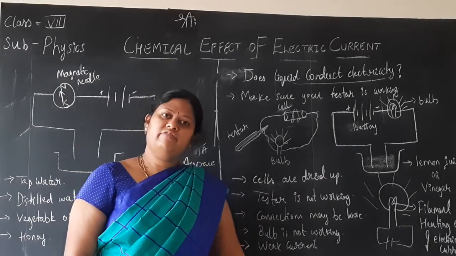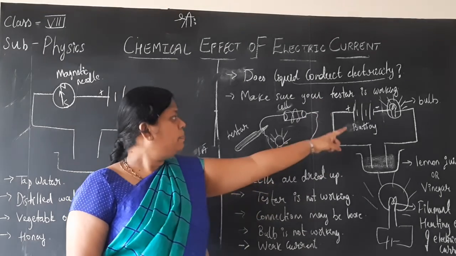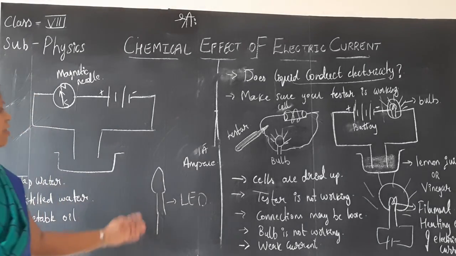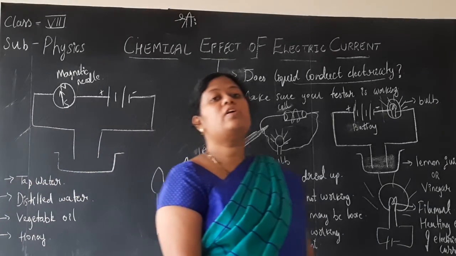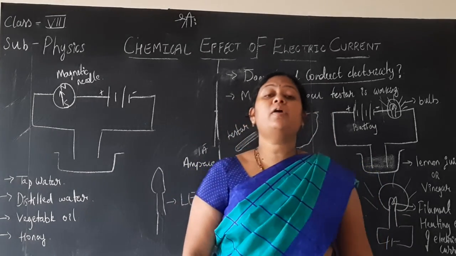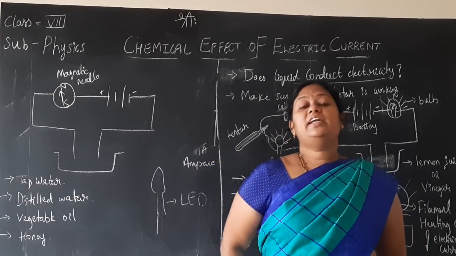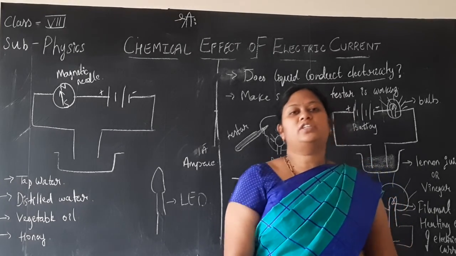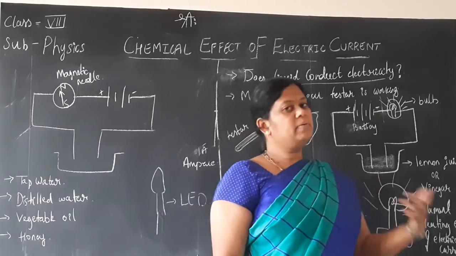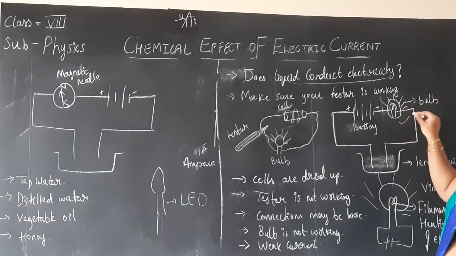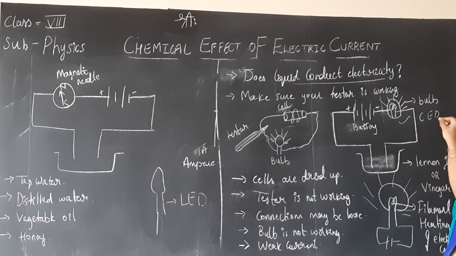Remove the bulb itself, and replace it with an LED bulb. Why an LED bulb? It is because LED bulbs can detect even a very small amount of current, children. It can detect the small amount of current flowing through it as well, whereas the normal bulb may not. So, let us replace this bulb by an LED bulb.